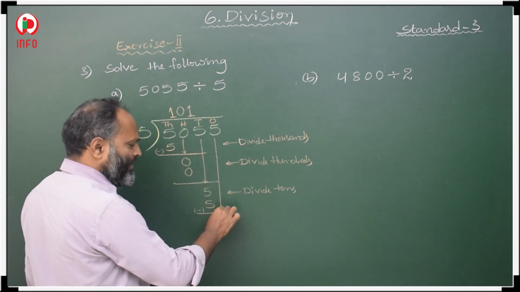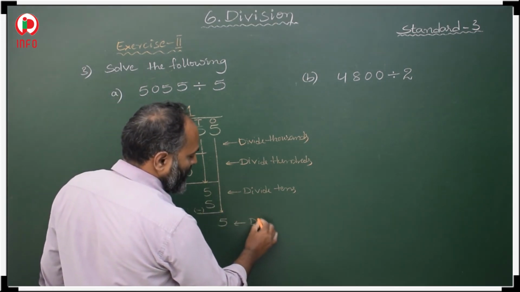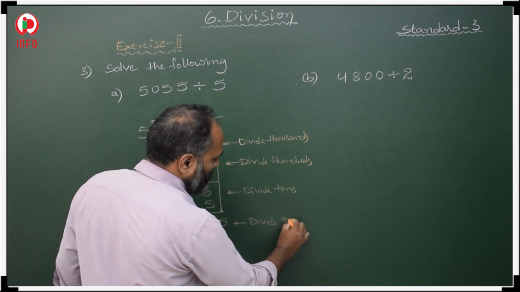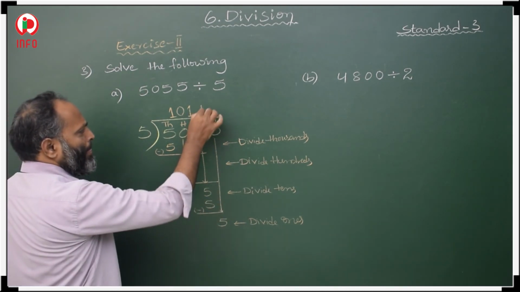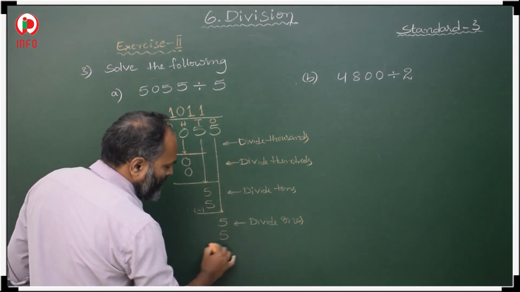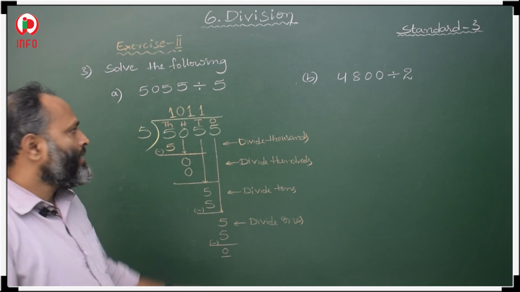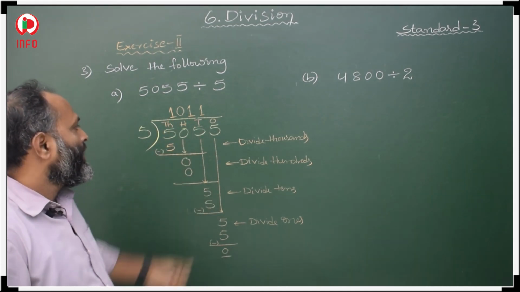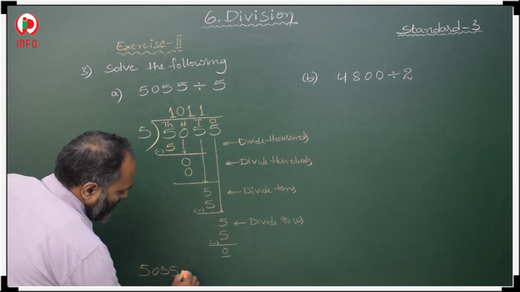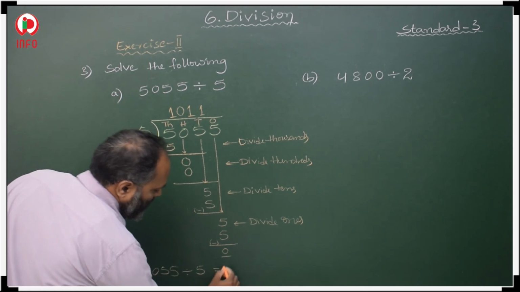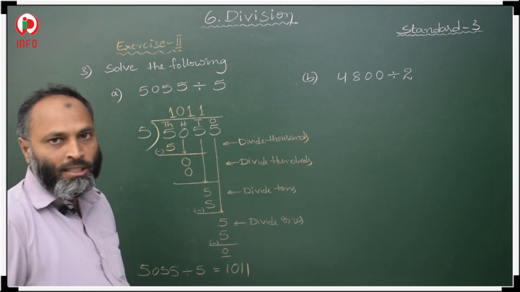Then after that again this 5 in the ones place, divide ones, then in the 5 table when you will get 5, 5 ones are 5, then 5 minus 5 is 0. Then what is our quotient? 1011. Therefore if 5055 is divided by 5, then what is our quotient? 1011. This is the quotient.